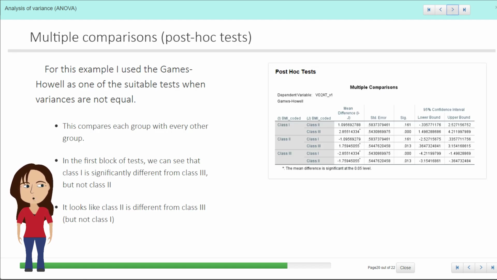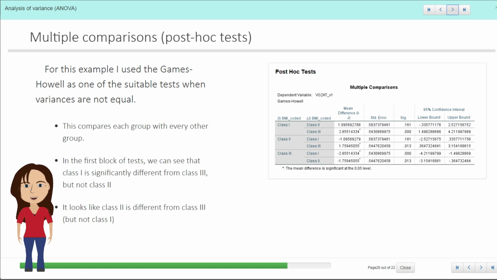So what does it do? Well, we know there's a difference between at least 2 of the groups, and what it does is it goes through every pair and checks if there's a difference. So is there a difference between class 1 and class 2? No. Is there a difference between class 1 and class 3? Yes, there is. Is there a difference between class 2 and class 1? No. Is there a difference between class 2 and class 3?